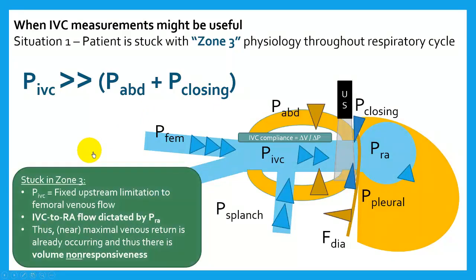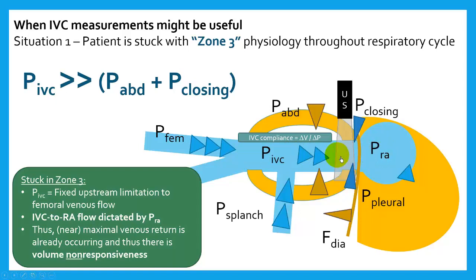So when we say someone's stuck in zone 3, their pressure in their IVC is the fixed upstream limitation of femoral venous flow. So venous return from the periphery is limited only by the IVC pressure, right? If the IVC pressure is always higher than the abdominal and closing pressure, so the IVC is always distended, so venous return is only going to be impacted by the pressure on the IVC, and then our IVC to right atrial flow is going to be dictated by the right atrial pressure. So it's going to be how these two pressures interact that's going to impact cardiac output.